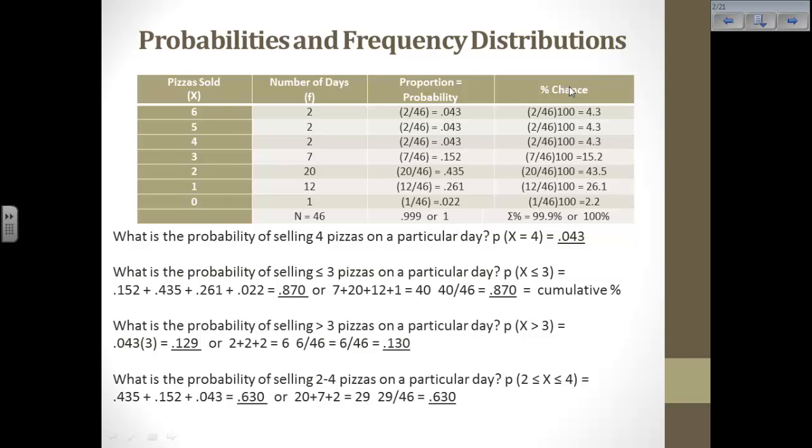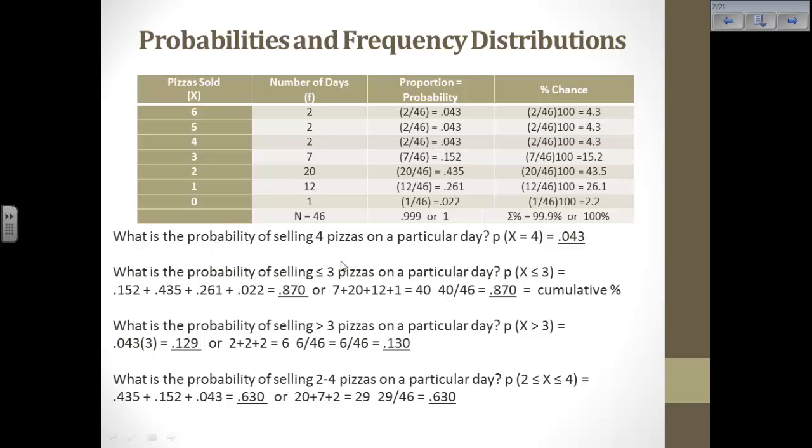Or, if we put it into percent chance, you just take that probability and multiply it by 100. So here, we can say the probability of selling 6 pizzas based on this data is 0.043. Or in other words, there's a 4.3% chance of selling 6 pizzas on any given day based on this data. When you add all those together, you should get something close to 100% within rounding error, because this represents 100% of the observations. So you can answer lots of questions when you put your data into a relative frequency distribution table like what you see here.